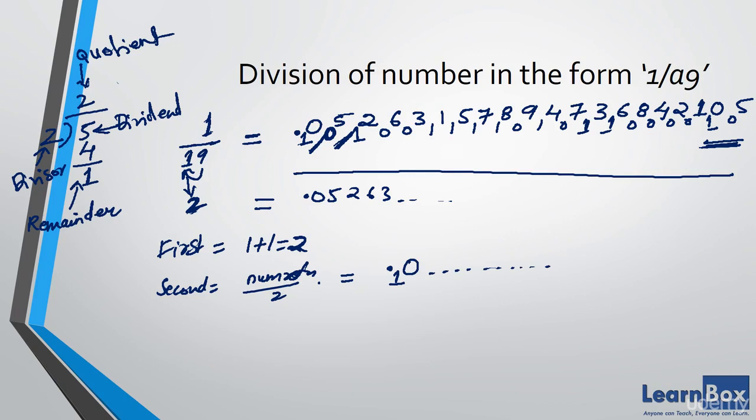Both these methods, division and multiplication, for dividing a number in the form of 1 by a9 are easier than our usual methods, and if you practice, you'll be able to write the answer in like 5 seconds.